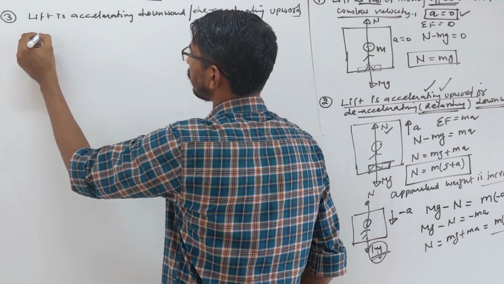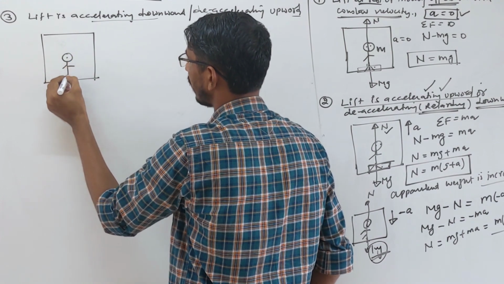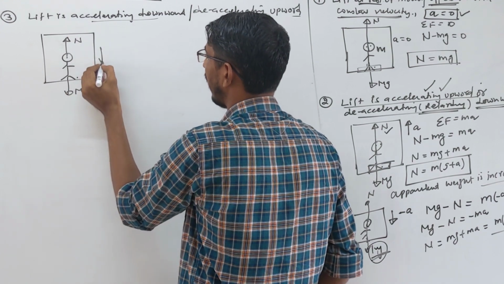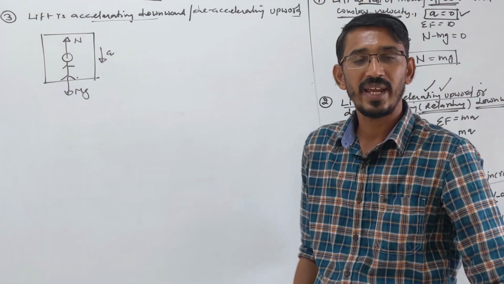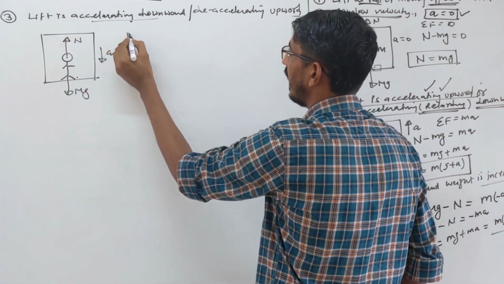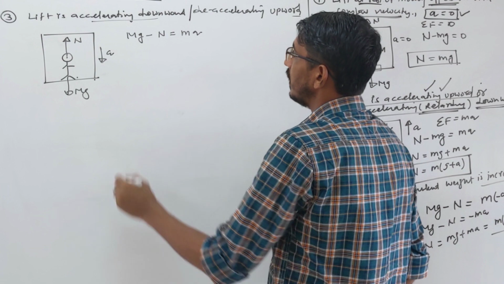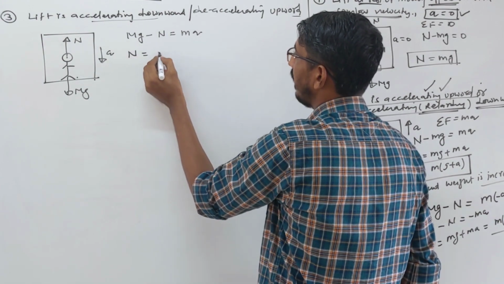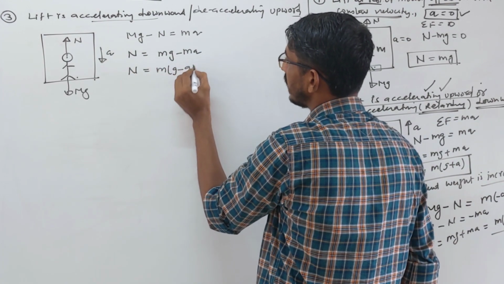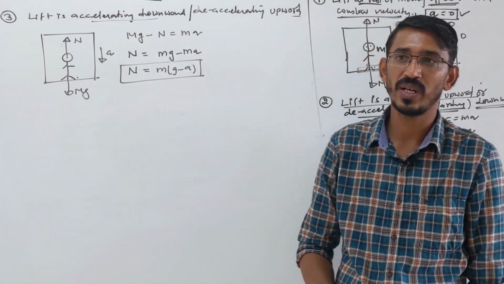Okay, let's check it. Suppose I am writing accelerating downward. There is a person, reaction N upward and mg downward, and acceleration a is downward. Let's write net force is equal to ma. Moving downward, correct? It means this force is bigger. So you write mg minus N equal to ma. So in this case N is equal to mg minus ma, N equals m(g minus a). You see, the normal reaction is reduced here. Here you see it was increased.